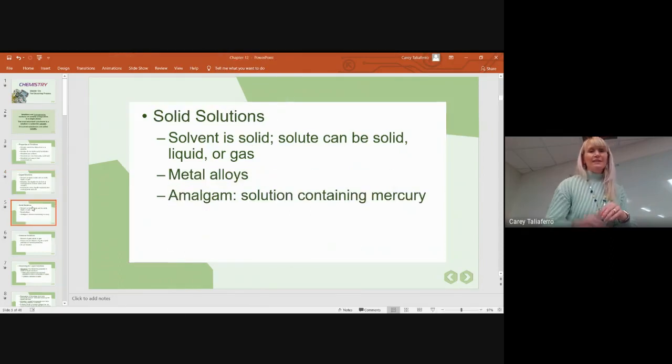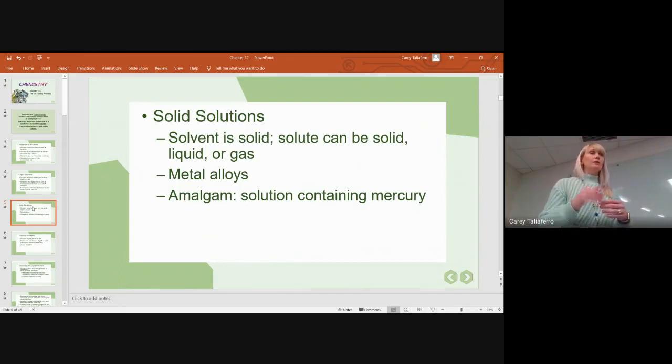Let's talk briefly about solid solutions, where you have a solid as your solvent. Metal alloys are great examples of this. Any jewelry that you are wearing would be an example. For example, my rings look gold, and they are mostly gold, but there are other metals mixed in with them. Otherwise, my gold jewelry would be too soft and would not hold. It would not stay in a ring. It would just be flat. So that would be a solid within a solid.